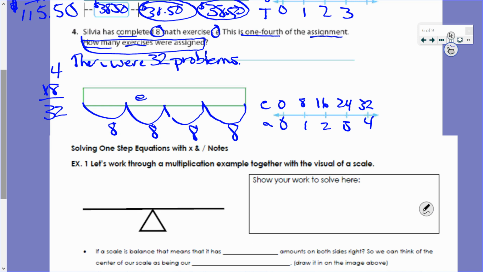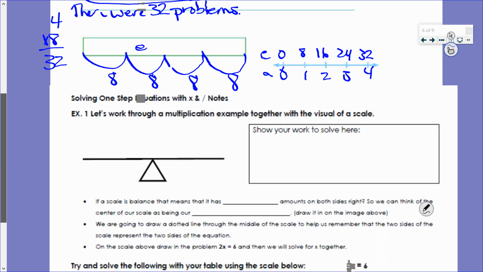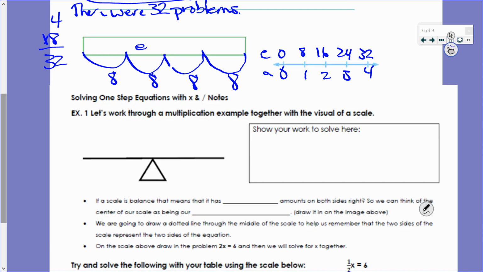Our next part here should be really familiar because this looks exactly like we did last class. We're going to do the scale piece again. If a scale is a balance, that means it has equal amounts on both sides, right? Does everybody agree with that? Yeah. If my scale is balanced, we can think of the center of our scale as being our equal sign. That's the exact same notes you guys had last class. So that part isn't changing.